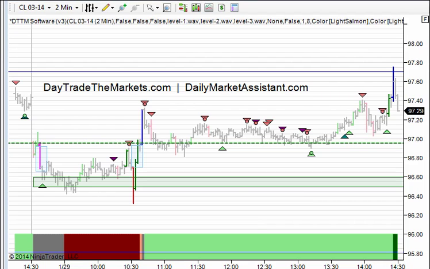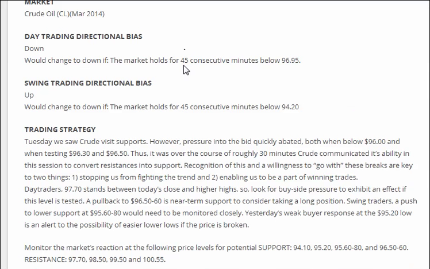But with that said, what I wanted to do next is talk about the crude and gold market. Here is the report from today on the crude, and we also do it for the crude ETF, the USO. You can pause this if you want, but essentially what this is telling us is we have two different directional biases: a day trading bias and a swing trading bias. And in this case, heading into the day at least, we're in conflict.